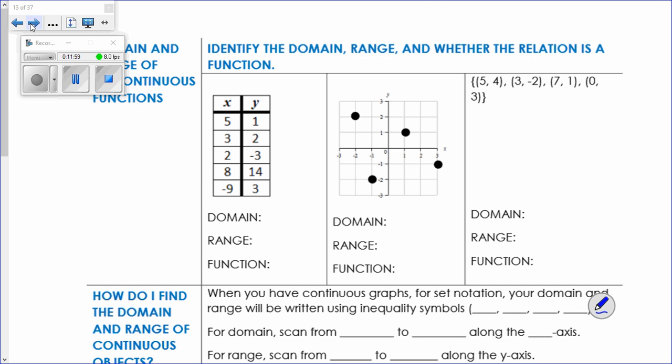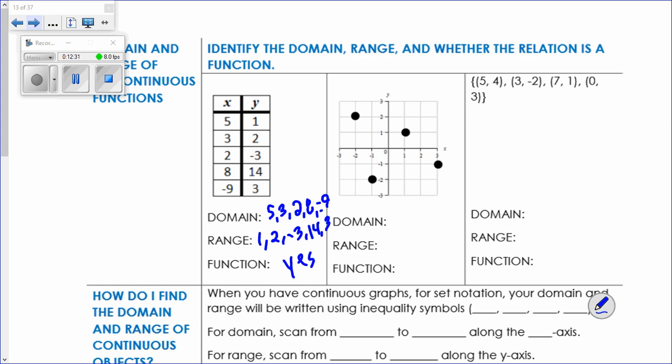Now we're going to do a little bit more. We're going to identify the domain, the range, and whether a relation is a function. So the domain is, I'm not going to use x bar here, or it'd be hard to do. 5, 3, 2, 8, -9. My range, 1, 2, -3, 14, and 3. Function, yes, there's no repeating x values.